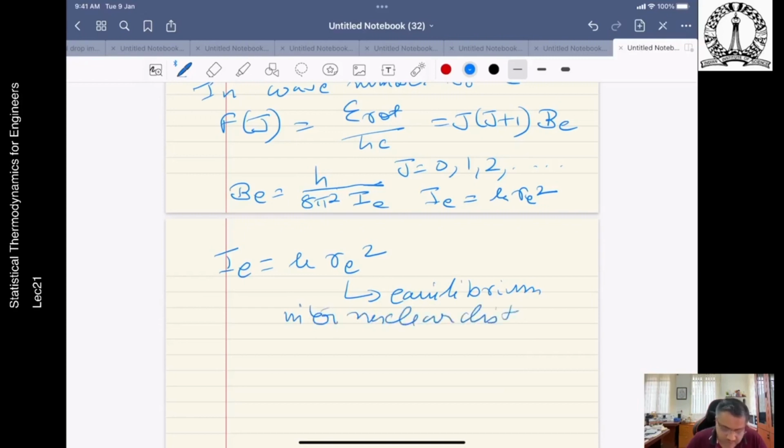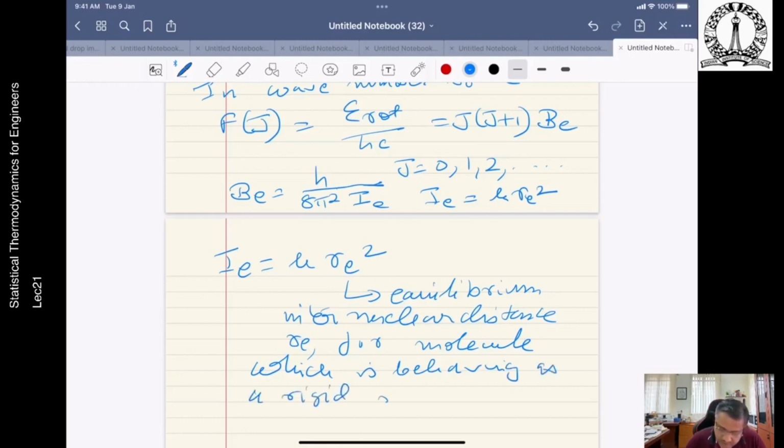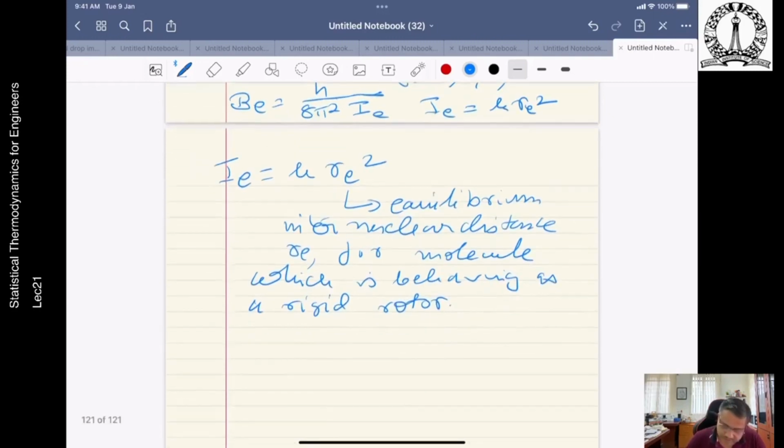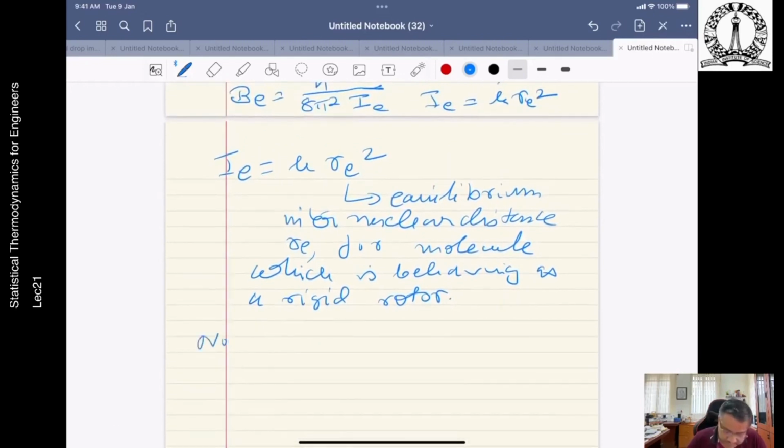Internuclear distance RE for the molecule, which is behaving as a rigid rotor. Now m is equal to 0, plus or minus 1, plus or minus 2, and so on up to j. So the degeneracy of the rotation is also called the rotational degeneracy.